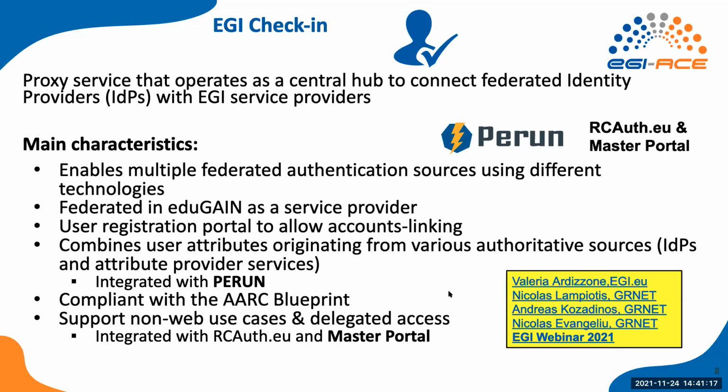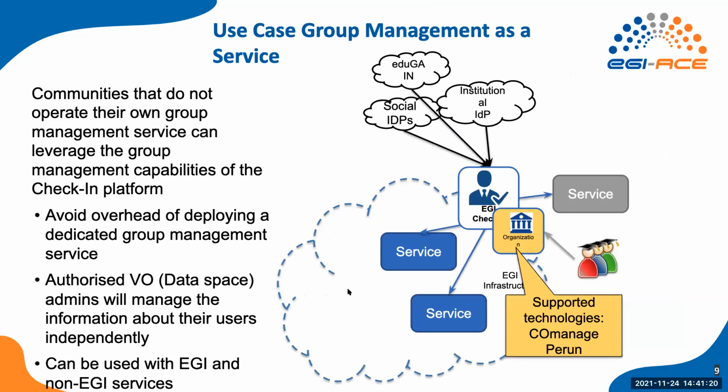In particular for the data spaces use case, it's important that there is also a possibility to operate a group management service. So there's no need for the community to bring their own group manager capabilities, because they're implemented also in the check-in. There are 2 types of those: there's the COmanage and Perun. And this avoids, for instance, the overhead of deploying a dedicated group management service. And then the VO, in case of the data space, the admin of the data space can manage the information about the users independently. And this can be used, of course, both in the case of AGI services, but also for non-AGI services if they're integrated with check-in.